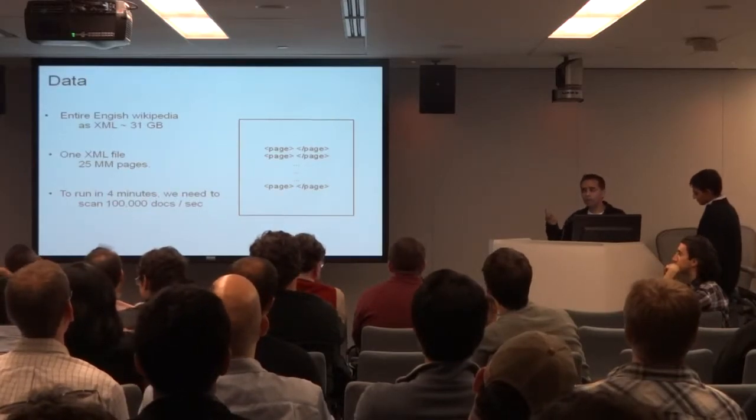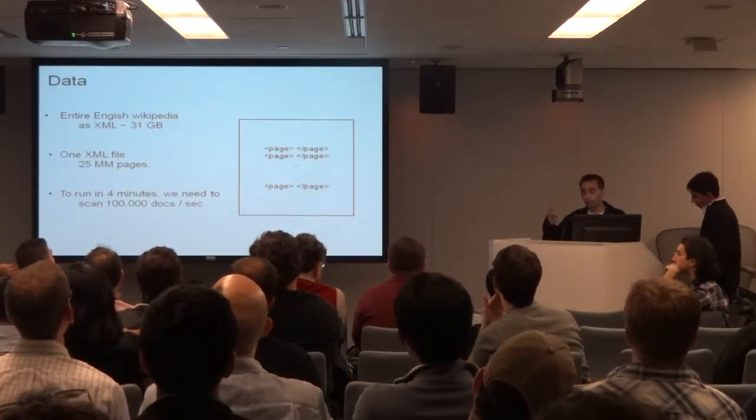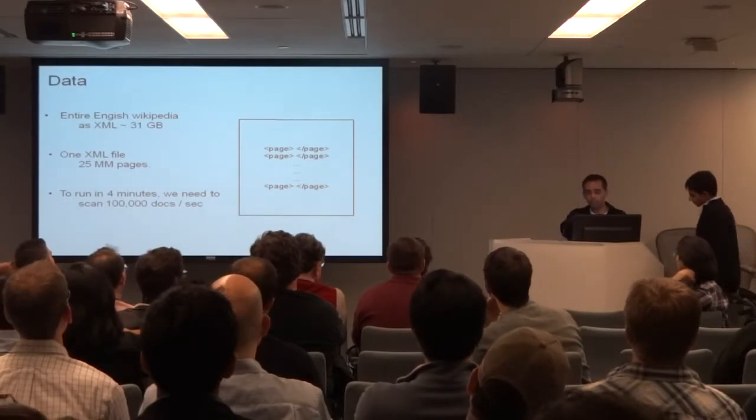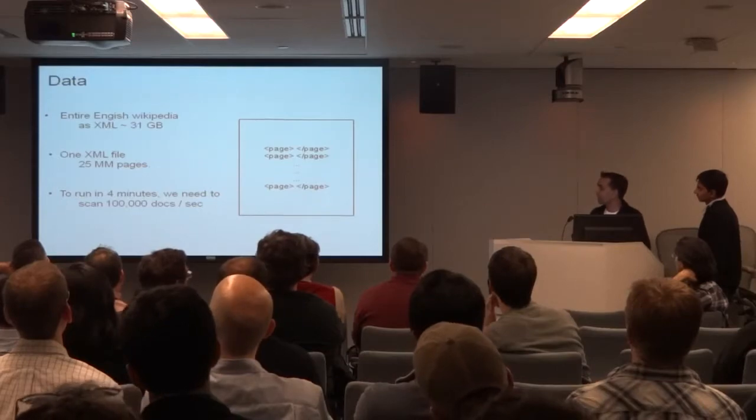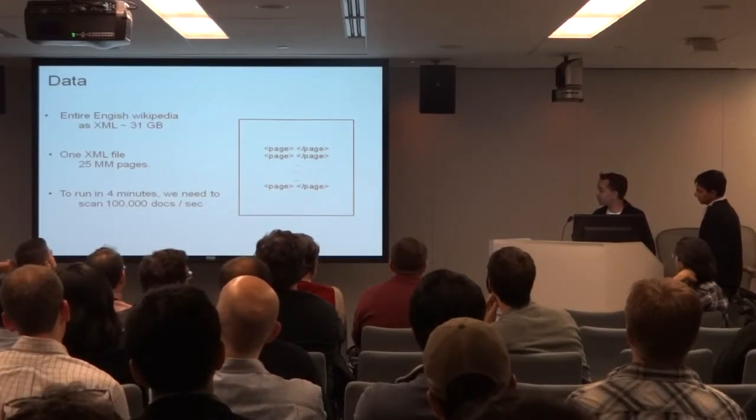there is a root tag called MediaWiki, and then that root tag contains 25 million child tags called page. So that's how they've decided to organize their data for some reason.